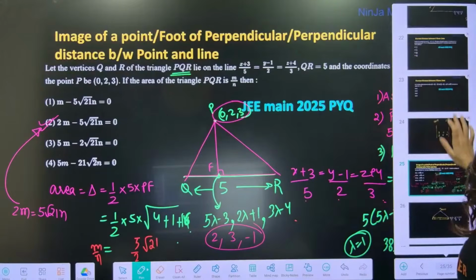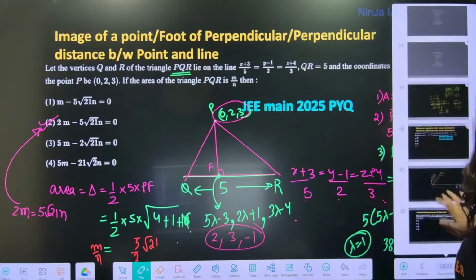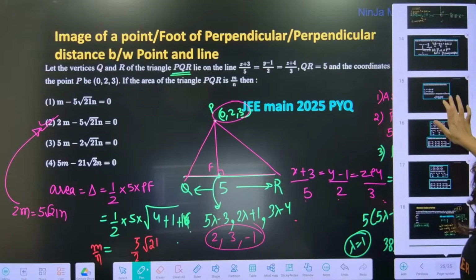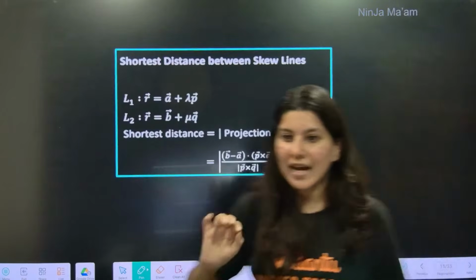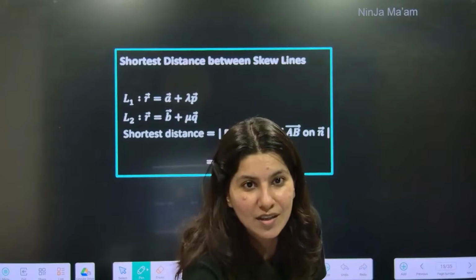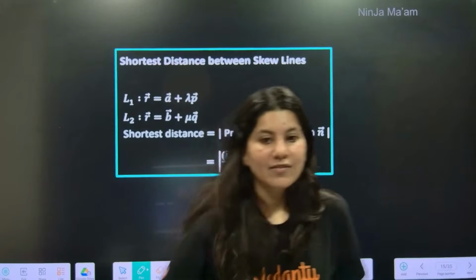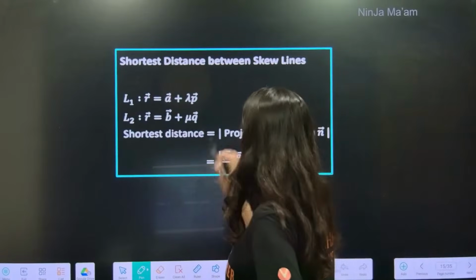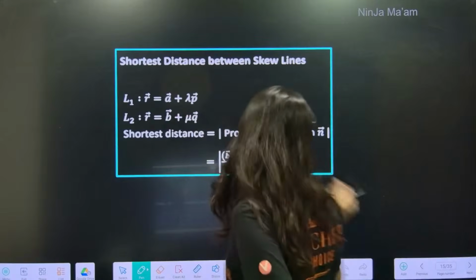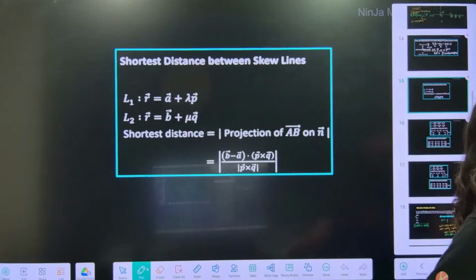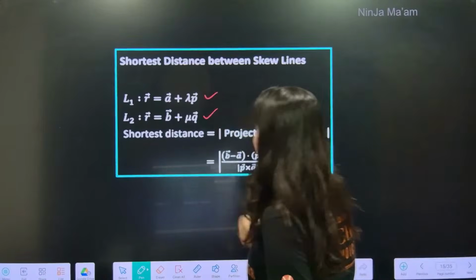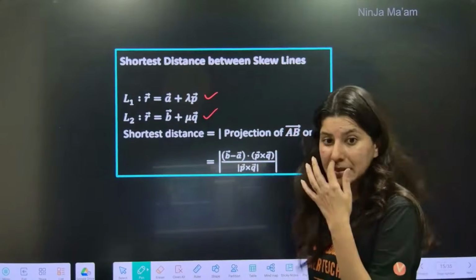Correct? Okay. Getting it? Now the next topic I would like to tell you is nothing but shortest distance between two lines. A short question will be there from this topic. Okay. So suppose two lines are given to you, line 1 and line 2. So shortest distance will be what?